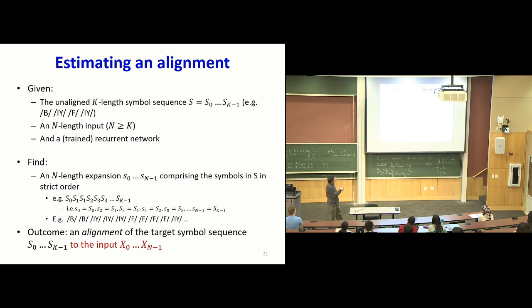And so you want to find an expansion obtained by repeating the symbols so that the outcome is an alignment. Basically, you want to start off with ABC, and then you want to find out how to repeat each of these so that they fill up the time, which gives you an alignment of the symbols ABC against the input. Again, you understand the notion of an alignment over here, right, Michael? Yeah, okay.